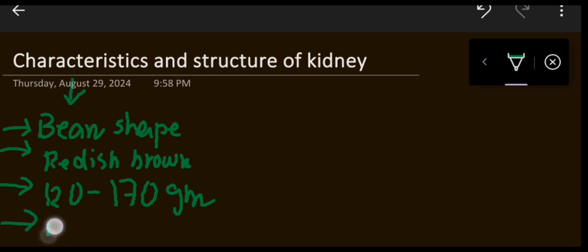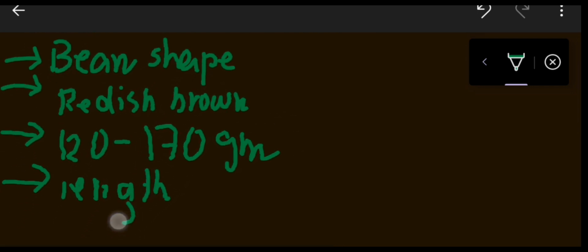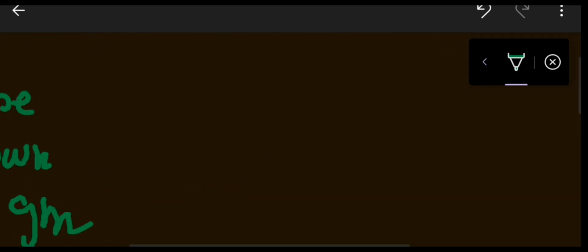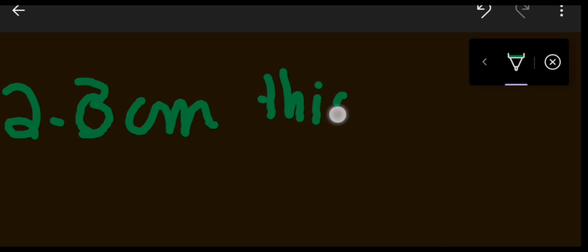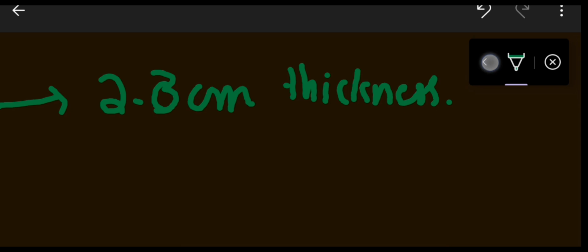If we look at the length of the kidney, it is around 5 to 7 centimeters. Then the thickness of the kidney is 2 to 3 centimeters. This is the thickness of the kidney.